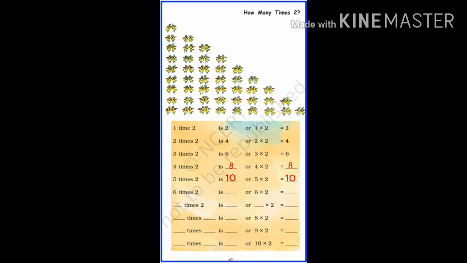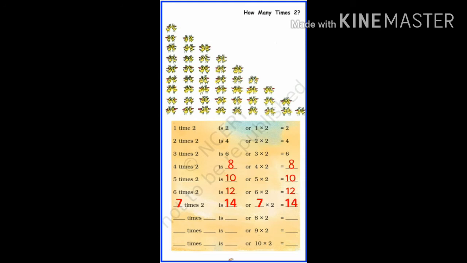See the sixth line. 6 groups of two birds are there. So we will write it as 6 times 2, that is equal to 12, or we can write it as 6 multiplied by 2 is equal to 12. Now see the seventh line. Here there are 7 groups of two birds. So we will write it as 7 times 2, that is 14, or we can write it as 7 multiplied by 2 is equal to 14.